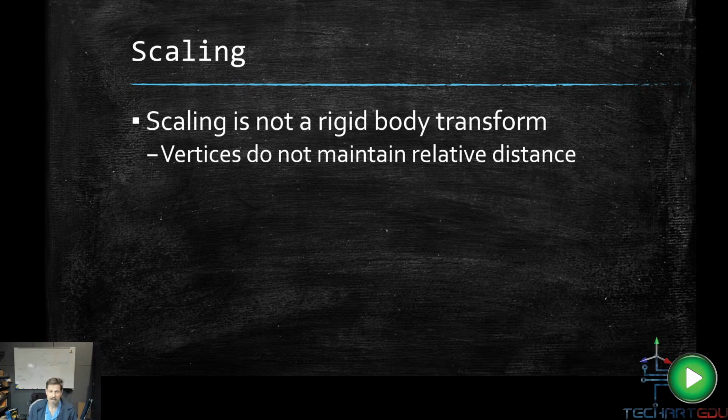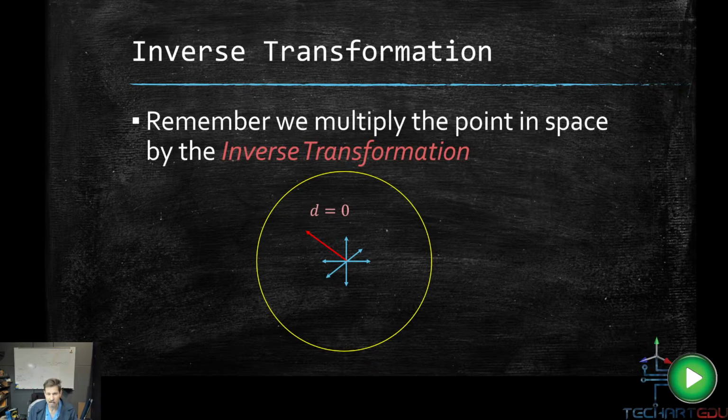And yet, that is true, that scaling is not a rigid body transformation. And so, therefore, the vertices don't necessarily need to maintain relative distance from each other. Okay, so what do we do about that? Well, we can take advantage of the fact that we're going to be doing the inverse transformation. That means we're going to have to be doing the inverse scale. So instead of multiplying by a scalar number, we're going to divide by a scale number.